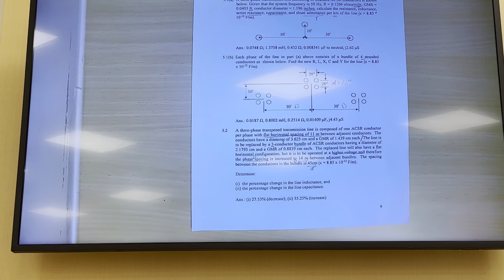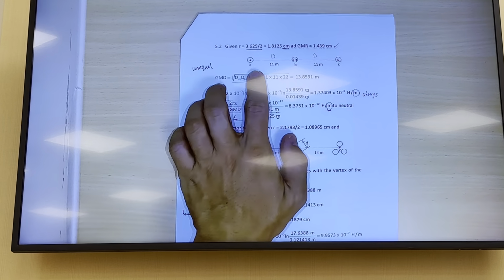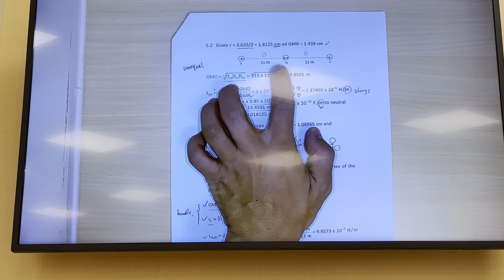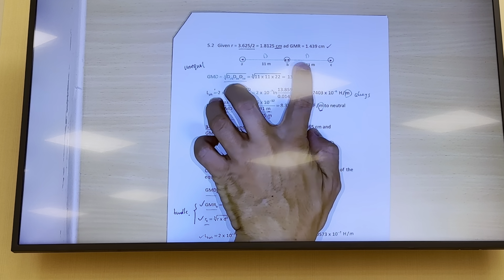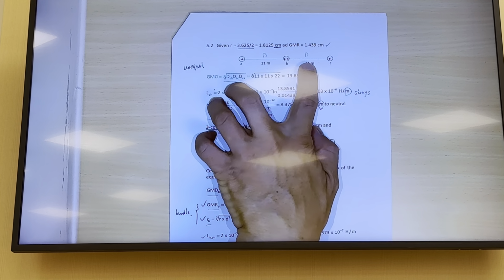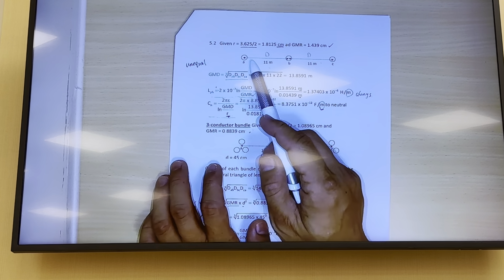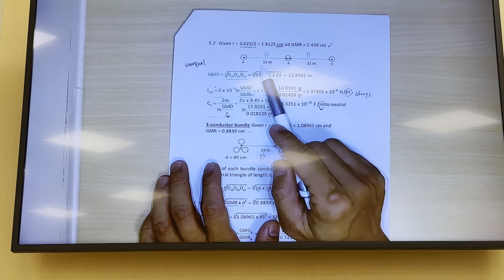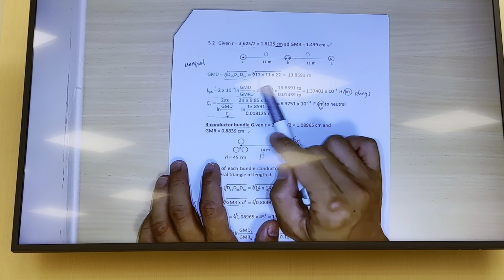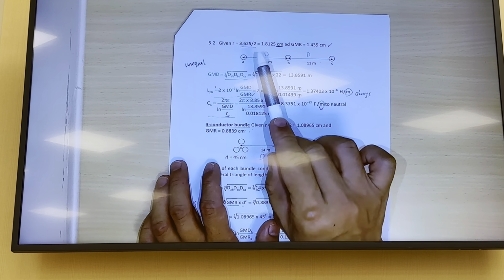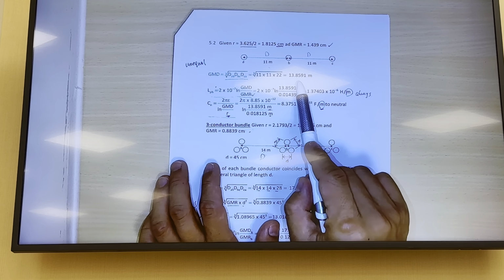Now, we don't have the layout of the 3 phases, but since it's a flat horizontal placing, everyone can immediately draw this, right? They are in the same horizontal line, they are flat, and the adjacent distance is 11 meters. And GMD, of course, this is unequal spacing, so GMD equals the cube root of the product of the 3 distances, right? 11, 11, and then phase A to C is 22. So this is the GMD.